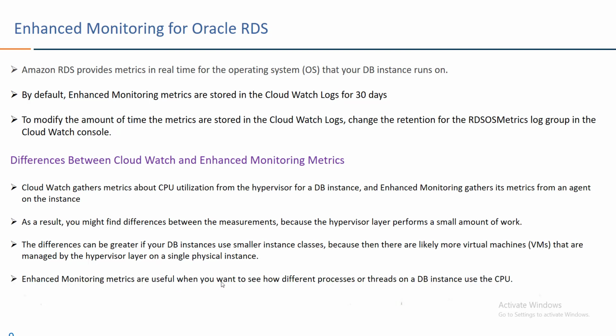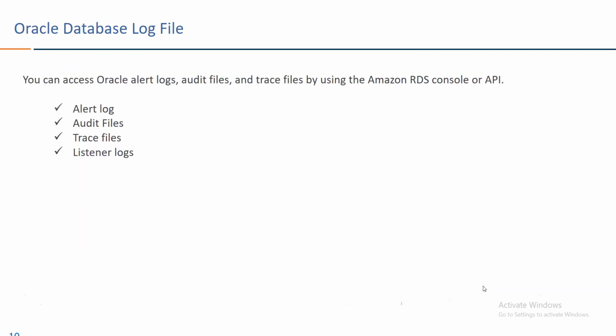Enhanced monitoring metrics are useful when you want to see how different processes or threads on a DB instance use the CPU. Now you can access the database, Oracle alert log, audit file, and trace file by using the Amazon RDS console or API. So you can find there your alert log, audit file, trace file, listener log, and the retention period is 7 days. AWS might delete data older than that, so if you want to look at something in the log file, it will be present for the last 7 days.